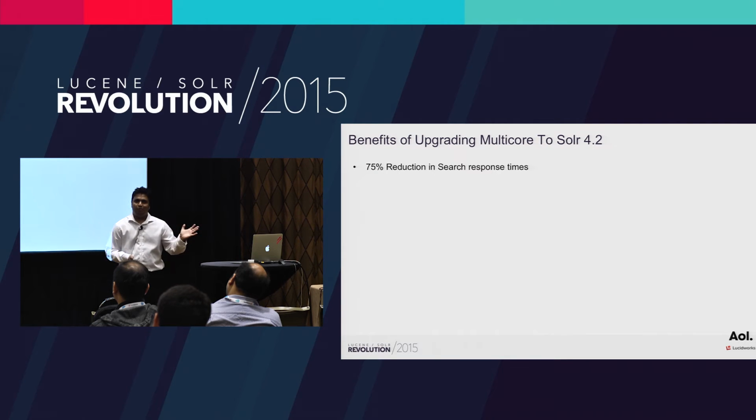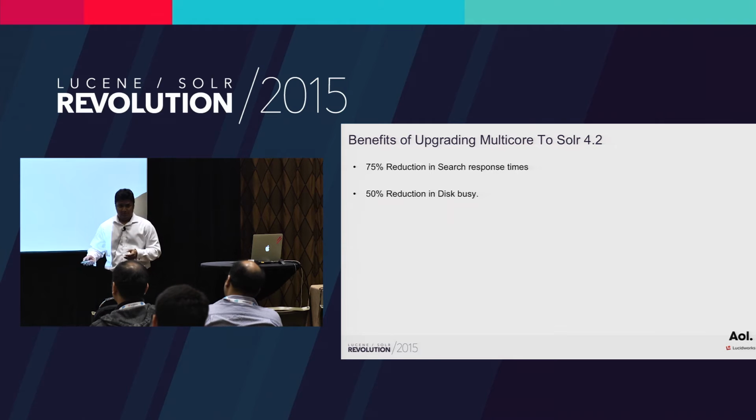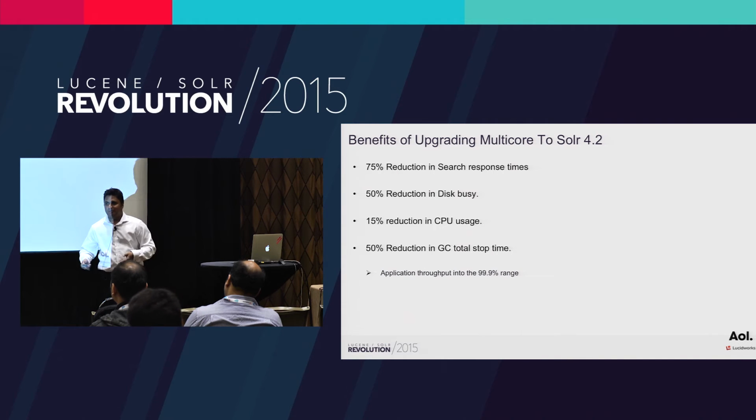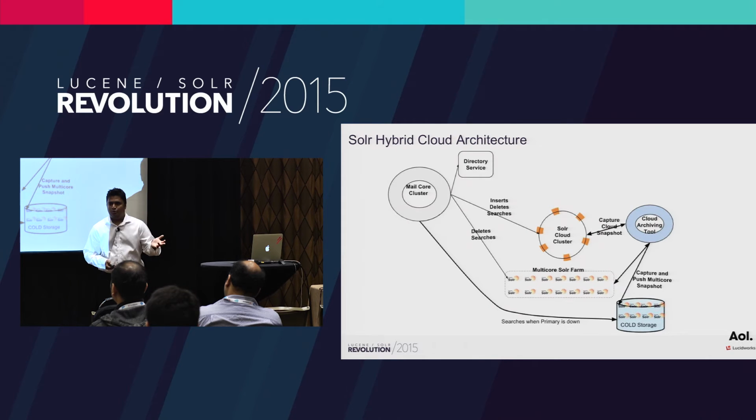One of the first things when we went from 1.4 to 3.5 and then to 4.2, we saw a huge benefit just in response times. We saw a 75% reduction in response times. Disk utilization went down considerably. I think one of the features that came out was a document writer per thread. We saw a 15% reduction in CPU usage, and overall this helped our garbage collection and everything. So we were at a good point when we came into 4.2.